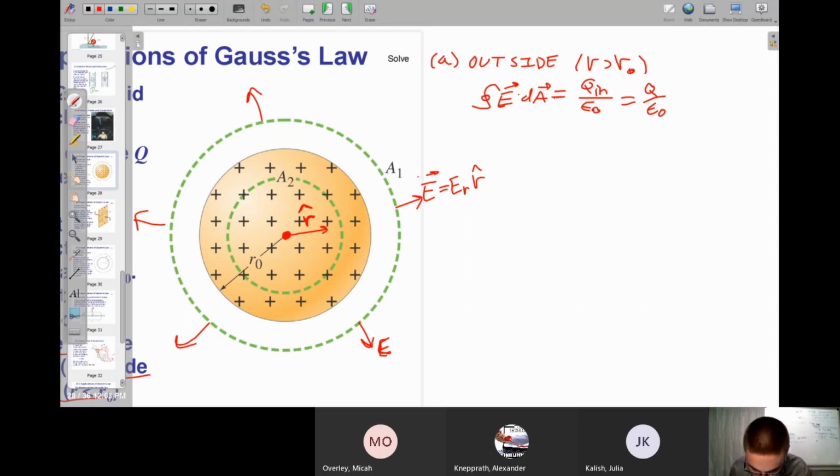On the left-hand side of this equation, dA is, of course, always pointing out normal to the surface. And E is also pointing radially outwards. So E and dA are along one another. So I can reduce this to the integral of E dA, and that's going to be equal to Q over epsilon naught.